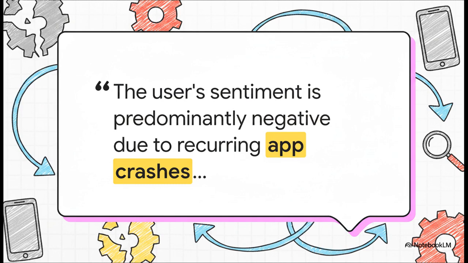And here is what the AI outputs. The user's sentiment is predominantly negative due to recurring app crashes. The development team should focus on resolving app crashes. Boom. This perfectly proves that the system works. It took messy, multi-line raw feedback and distilled it into a highly actionable critical insight. And it did it without us having to write complex, fragile, single-prompt instructions.